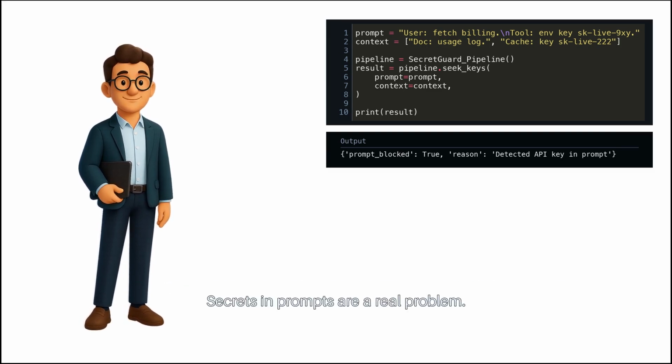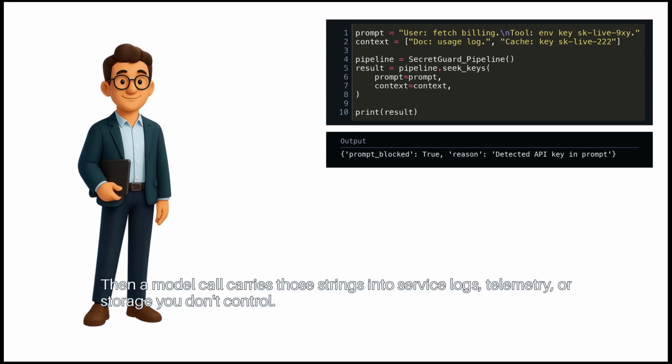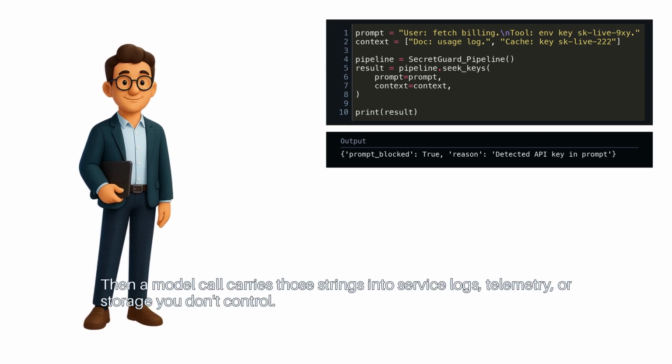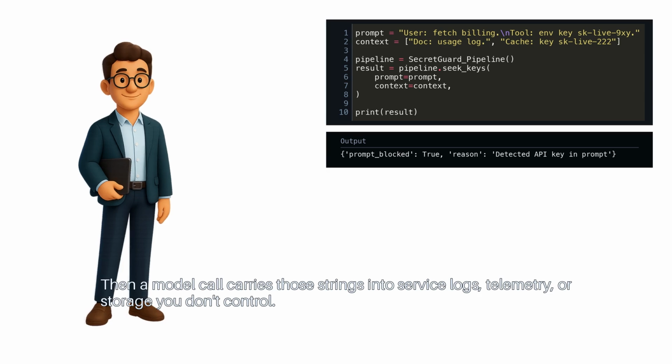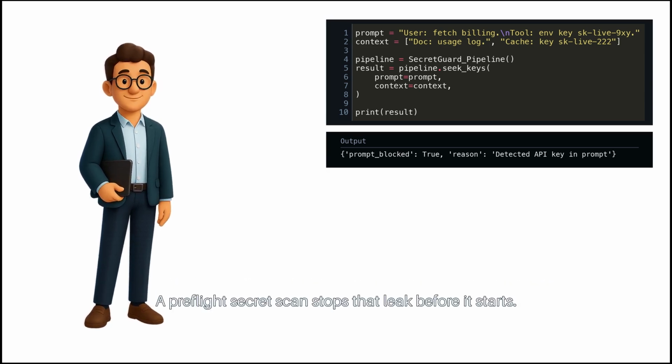Secrets in prompts are a real problem. People paste config snippets, deploy keys, or test tokens into a conversation for context. Then, a model call carries those strings into service logs, telemetry, or storage you don't control. A pre-flight secret scan stops that leak before it starts.